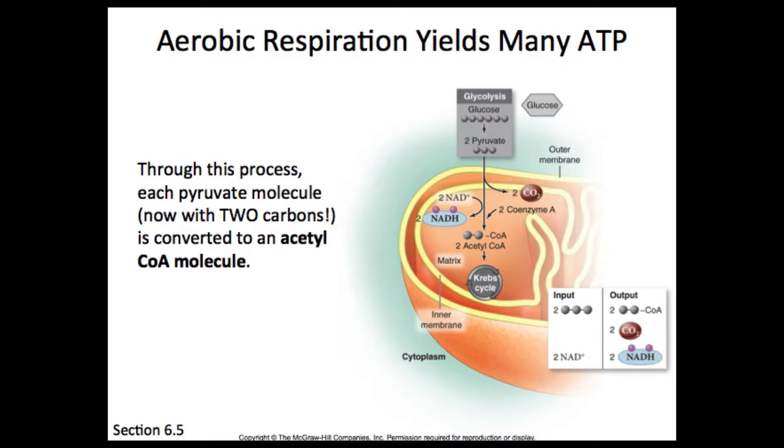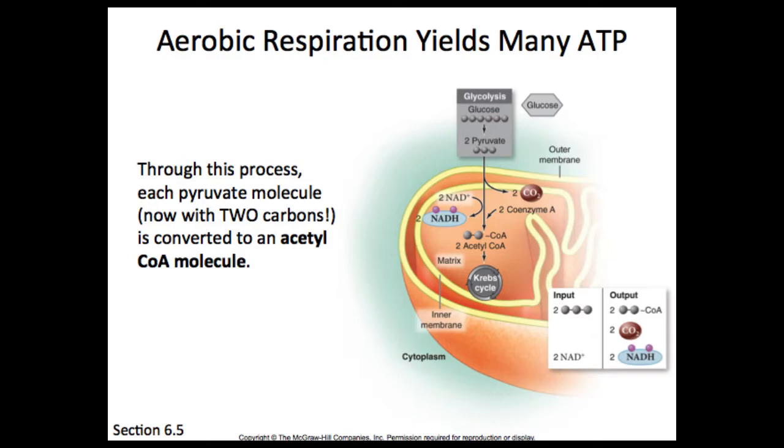Through this process, each pyruvate, now with only 2 carbons, is converted into a special molecule called acetyl CoA. Now the CoA part stands for coenzyme A. And this is going to prep the pyruvate to get it ready for the citric acid cycle proper. So far we've just been talking about getting ourselves ready for the citric acid cycle. And to get ourselves ready, we need to take our pyruvates and convert them into acetyl CoA.